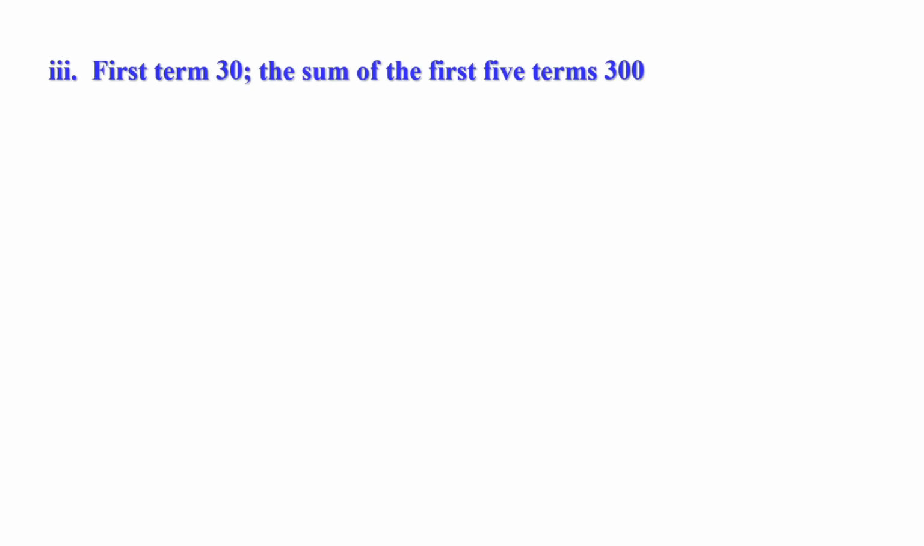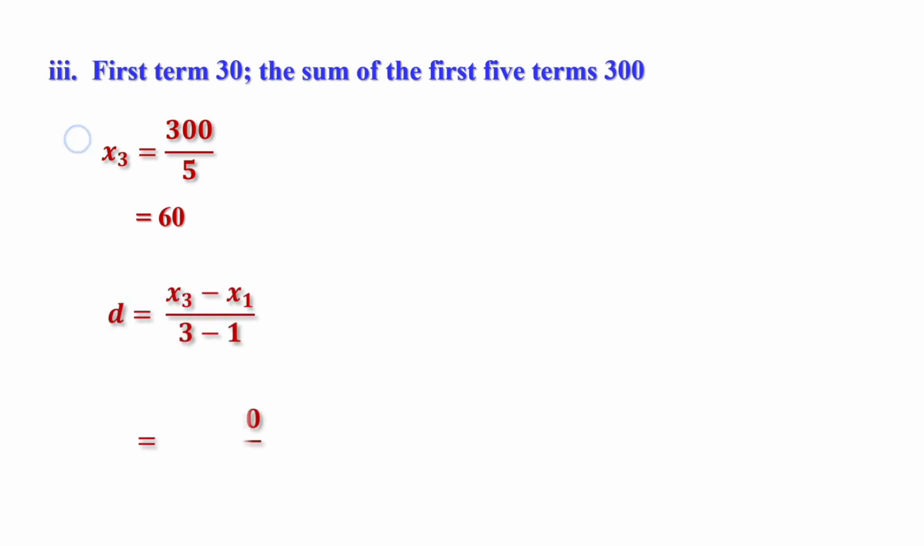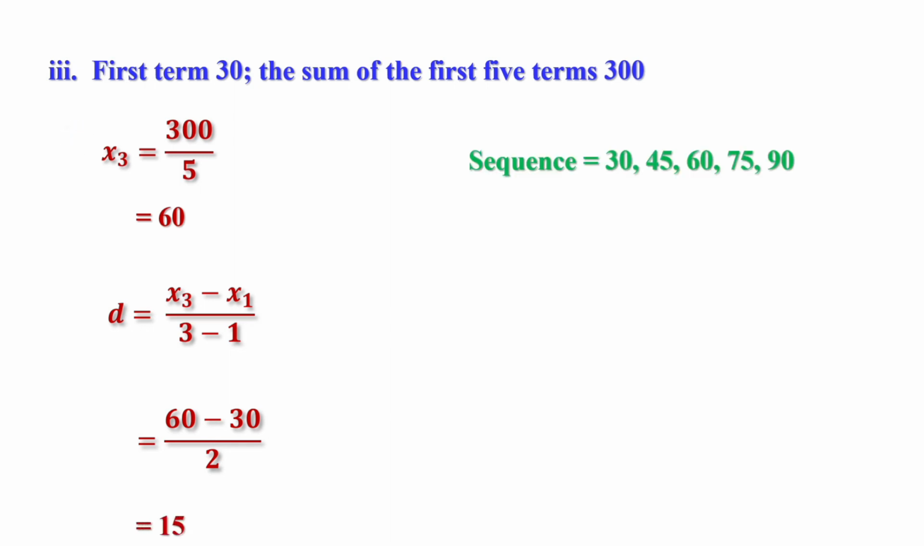Now the third part, first term 30, sum of first 5 terms is 300. Here the middle term is third term. So third term equal to 300 by 5 or 60. Third term is 60, first term is 30. So the common difference is 60 minus 30 by 2. That is 30 by 2 or 15. First term is 30, common difference is 15. So the terms are 30, 45, 60, 75 and 90.